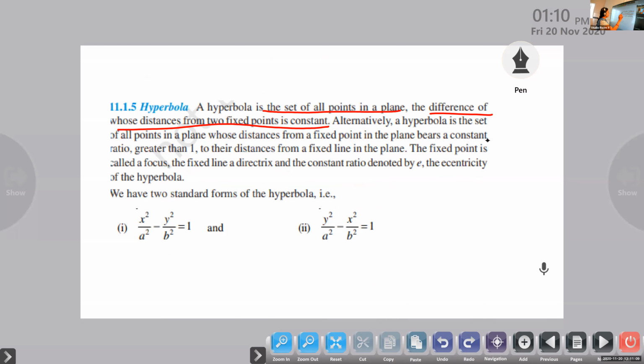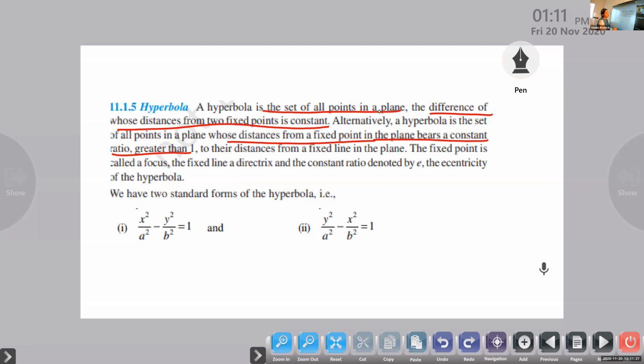It is also the set of all points in a plane whose distances from a fixed point in the plane bear a common ratio greater than 1 with respect to the fixed line. Whenever the difference is constant, the common ratio will be greater than 1. Okay, so according to your book, this definition is enough.